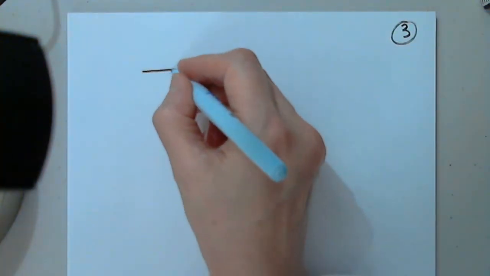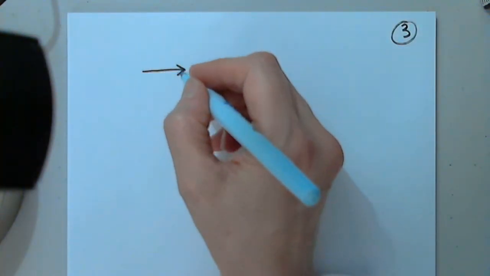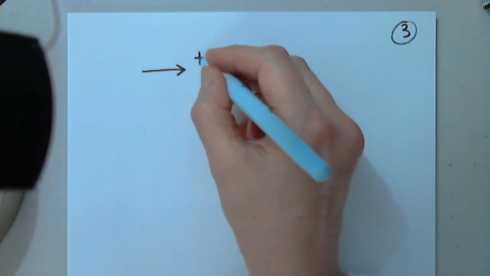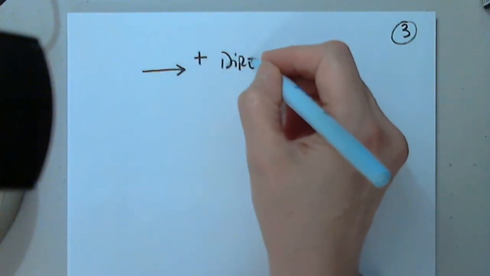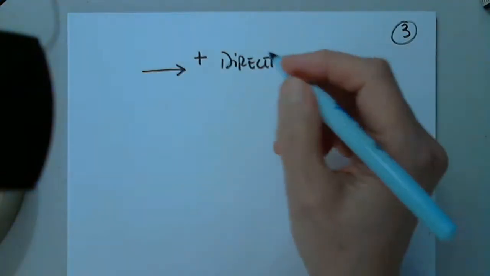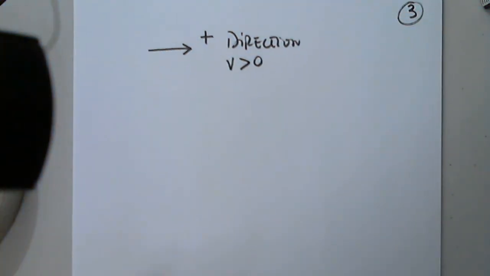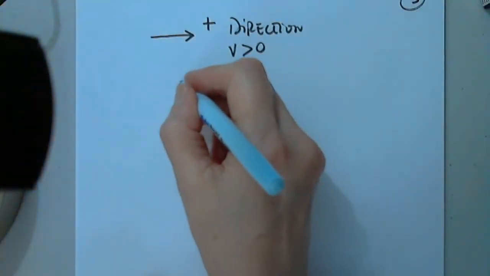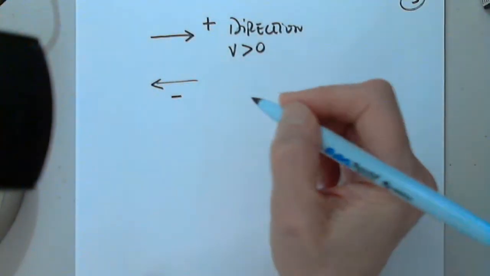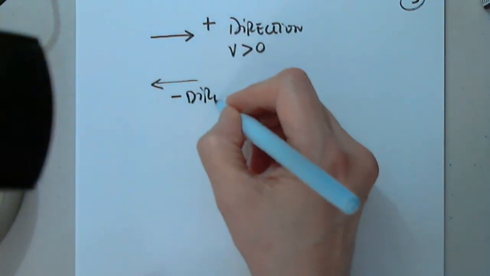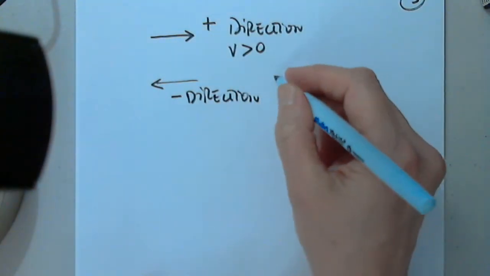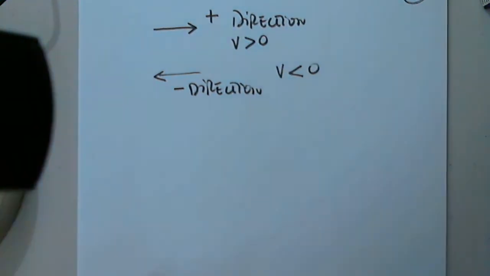So if a particle is moving in this direction, it's considered in the positive direction. So is that when the velocity is positive? When the velocity is positive. So when it's going back, it's going to be in the negative direction. Excellent. When the velocity is less than 0.